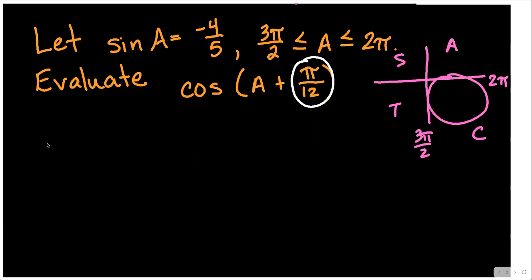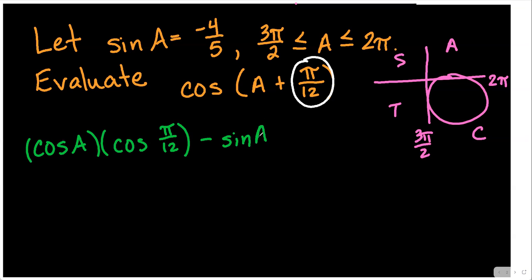Angle sum says that I'm going to have cosine of A times cosine of π/12, and that's going to be minus sine of A times sine π/12. And again, we're going to try and manipulate this a little bit.